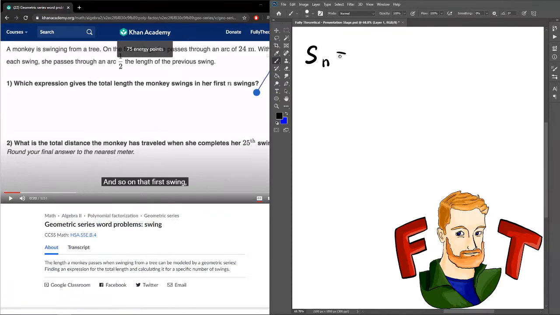Sn equals 24. She passes through an arc of half the length of the previous swing, so that means the 1 minus 1/2 to the n, over 1 minus 1/2.